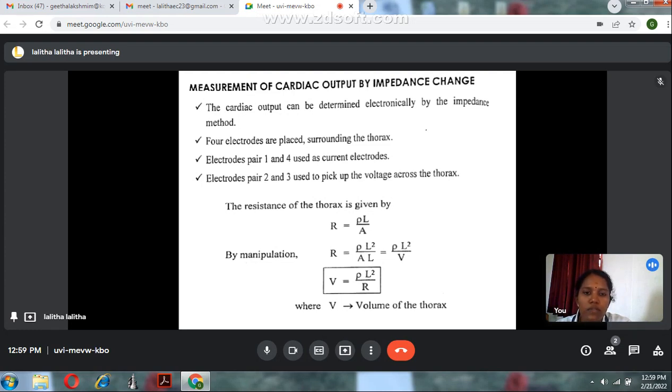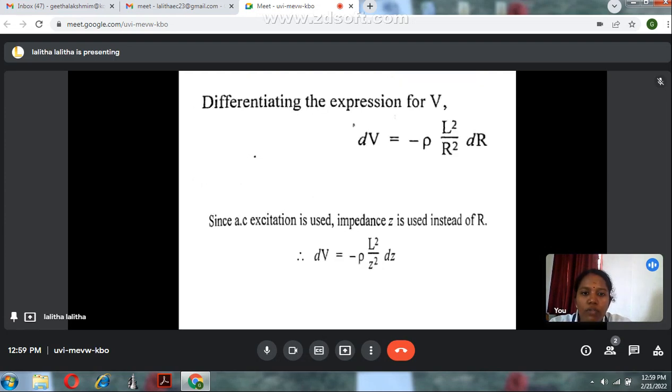The resistance of the thorax is given by R = rho L / A. So R = rho L^2 / (A L). Here the L cancels, and we get rho V = rho L^2 / R, so instead we can put capital V, so V = rho L^2 / R. V is the volume of the thorax. This is the calculation of the volume of the thorax.